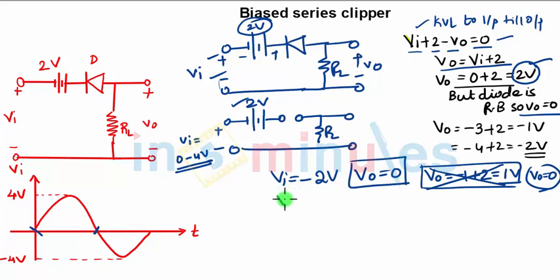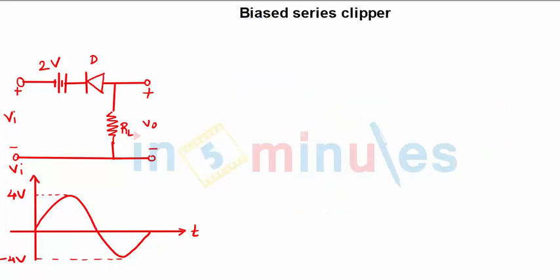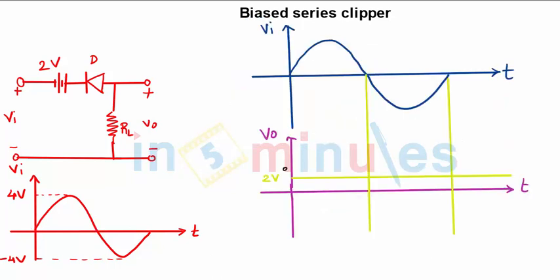After that, as VI increases in magnitude, for minus 3 you will get VO as minus 1, and for minus 4 you will get minus 2. So you will get output only after you overcome this 2 volts in the negative half cycle. In the positive half cycle you won't get any output, so you will get output only after minus 2, that is for minus 3 and minus 4. So you can see how the waveform needs to be drawn.